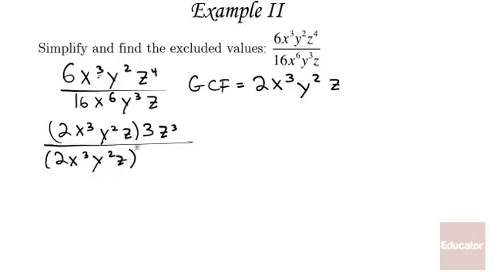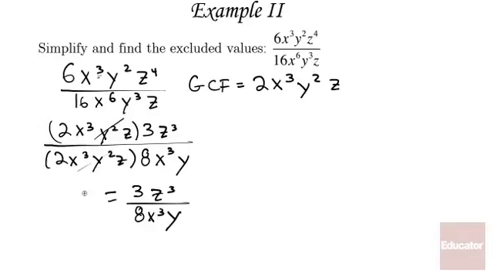Well, factoring a 2 out of 16 leaves an 8. Factoring an x cubed from x to the 6th leaves behind x to the 3rd. Taking a y squared out of y cubed leaves me a y, and the z is gone. Okay, so now I just cancel those out, and what I'm left with is 3z cubed over 8x cubed y. So this is my simplified form, and I was asked to simplify and find the excluded values.